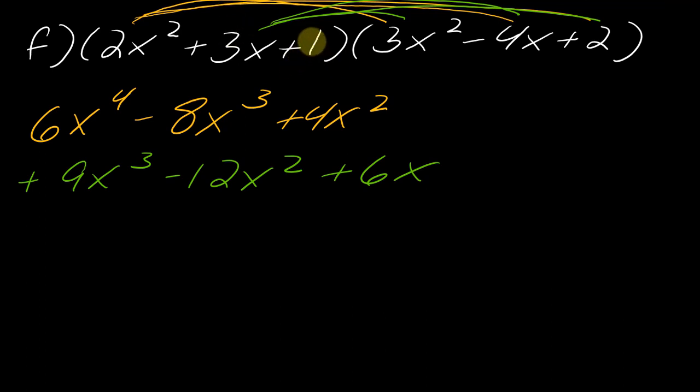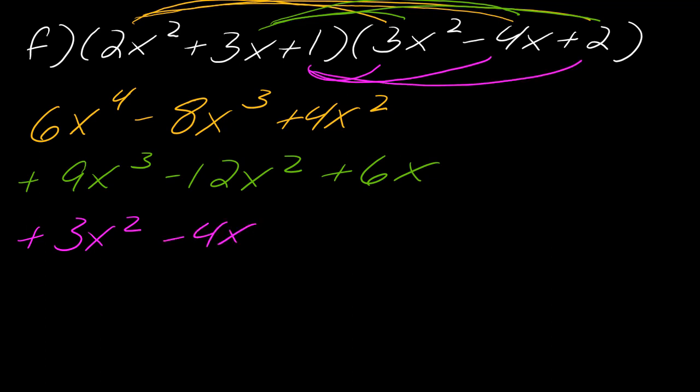So now we just have the 1, and we have to multiply 1 by everything in here. So 1 times 3x squared is going to give me 3x squared. 1 times negative 4x is minus 4x. And 1 times 2 is 2. Whew, it's a lot of work, right? So now we can go ahead and add all of these up, and you can add these however you want.